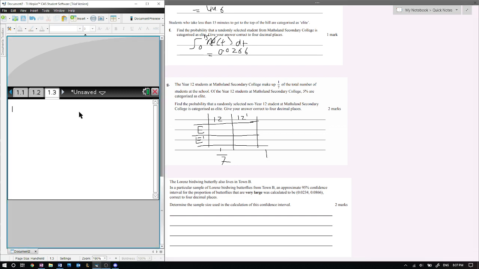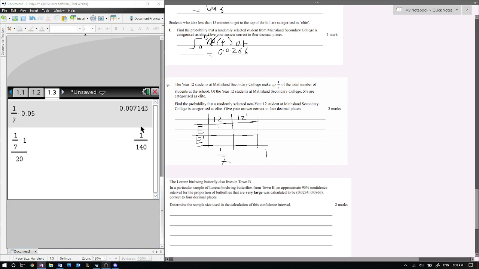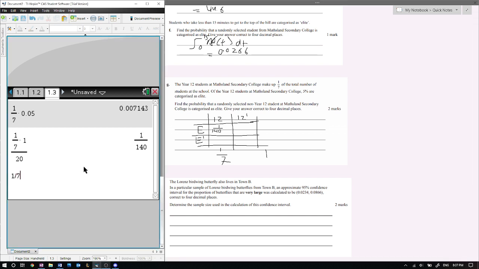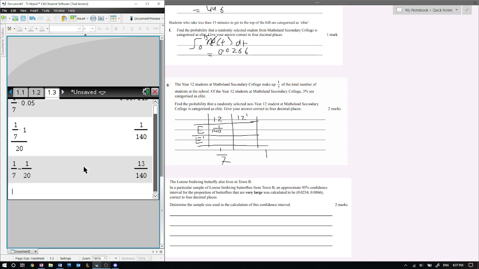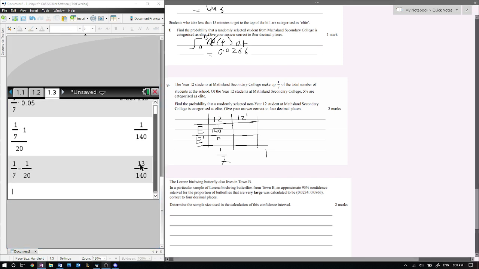So I'll just times 1/7 by 0.05, which is that. Oh, actually, I'll try and leave that in fraction form so it's easy to work out. 1/140. And then you can work out the thing in between them. That's 13/140. That should be 6/7.